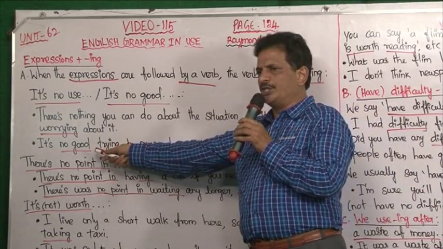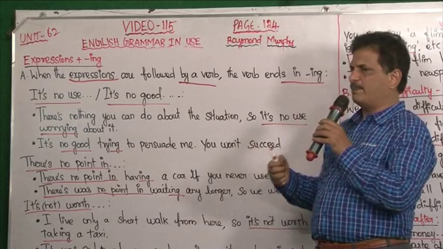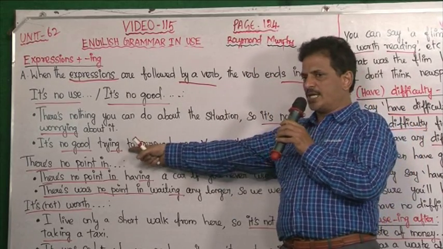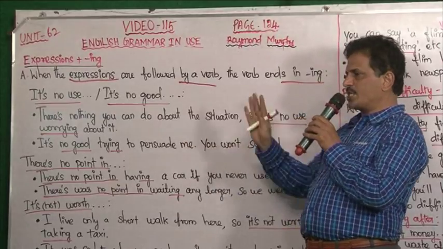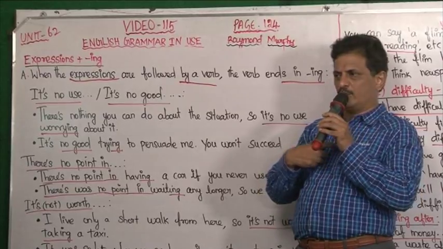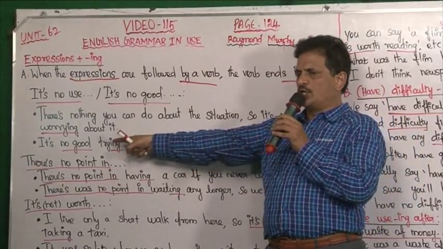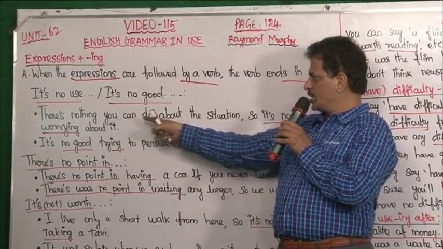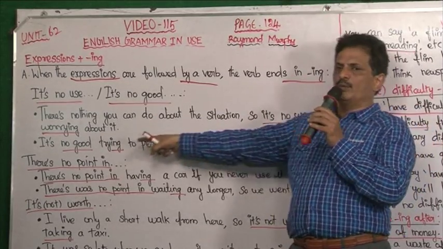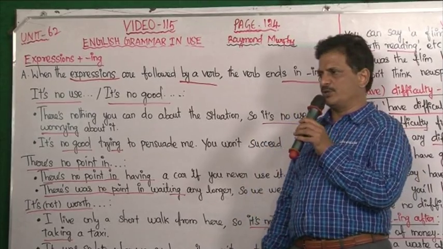It is no good trying to persuade me. Persuade me means what? Compelling me. It is no use trying to persuade me, you won't succeed. It's no use trying to compel me, you won't succeed in it. So it is no good, verb plus ing. It is no use, verb plus ing. It is no good, verb plus ing. After the expressions, you are using verb plus ing.